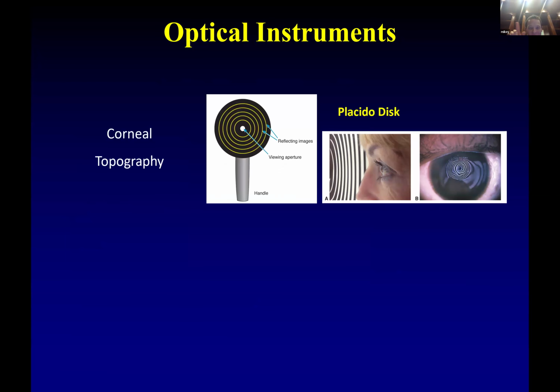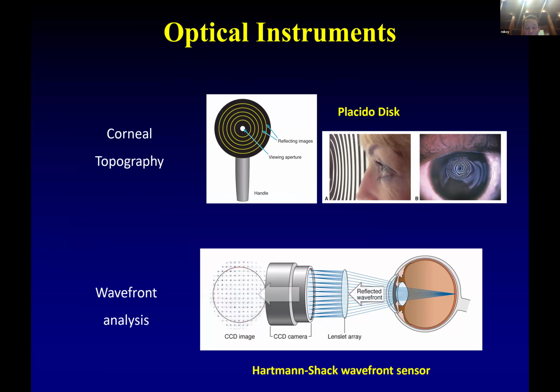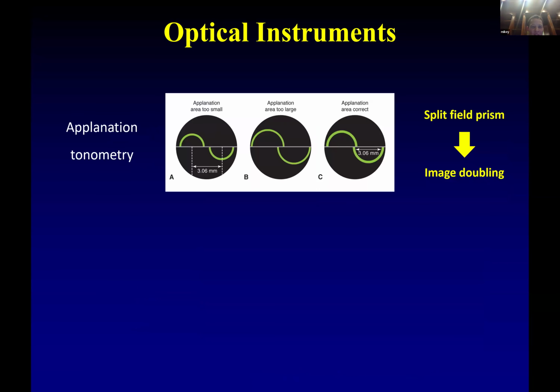Corneal topography uses Placido discs. It reflects these regular concentric circles on the eye, and uses that to analyze the topography of the cornea. Wavefront analysis uses a low power laser, shines it off the retina, and then the wavefront that comes back out, it uses a Hartmann-Shack screen to measure that, and compares it to a perfect wavefront to analyze the aberrations in your eye.